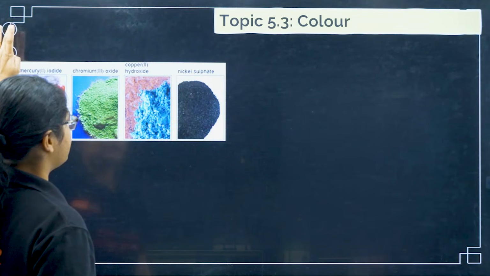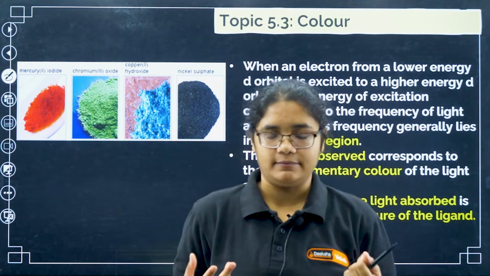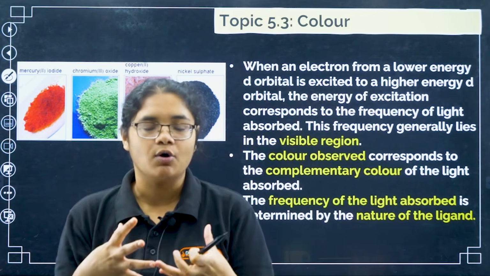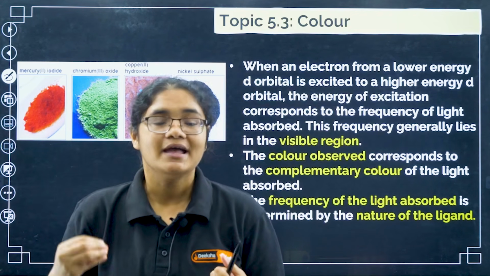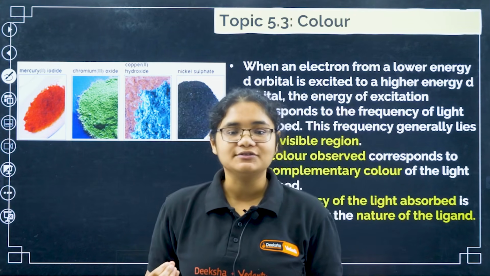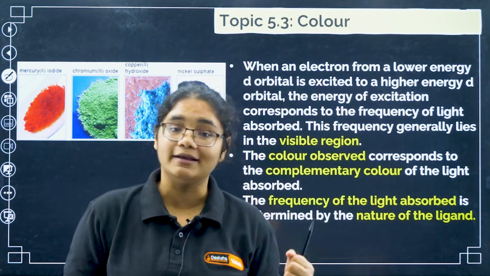Next, talking about the color. You have seen that there's d-d splitting. So when light falls on these complexes, the d electrons can undergo d-d transitions, and these d-d transitions lie in the visible region, and that is why we find that the compounds of transition elements are colored compounds.